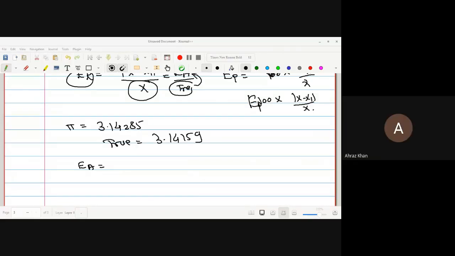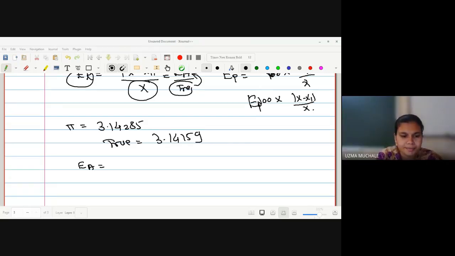Yes, ma'am. Okay. Everyone is doing the same calculation. It is very easy. Simply subtraction is there and division for relative error. And for a percentage error, you have to multiply by 100. This is a very simple example.